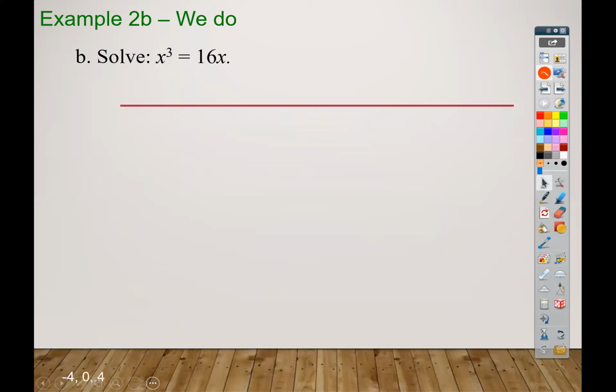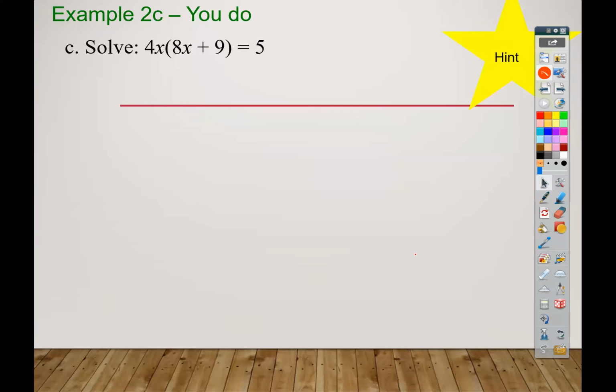Now this would not be a quadratic equation, right? Because it has x cubed. It would be a cubic solution.